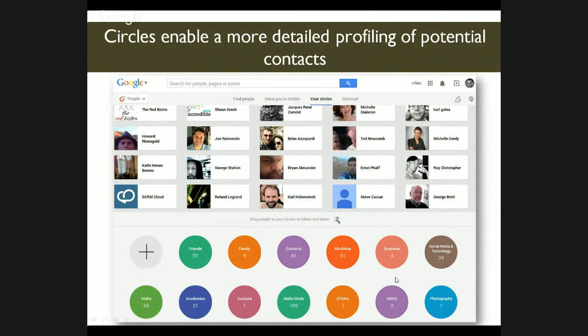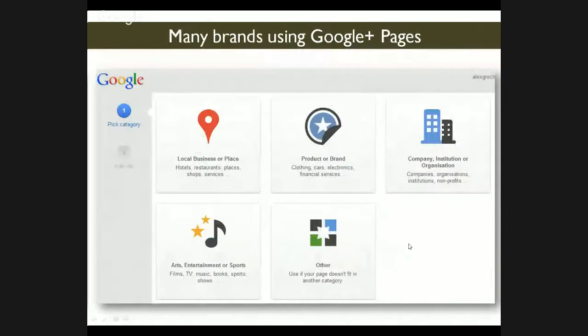So if I had to look at my circles, I have circles for friends, for my family. Some people, I'm part of a community called MindApp in the US. Some social media guys I'm into. So it enables a more detailed profiling of your potential contacts. And again, brands, of course, have all moved in, and Google Plus offers a lot of interesting opportunities for brands, not least because of the way that Google Plus interfaces seamlessly with YouTube.